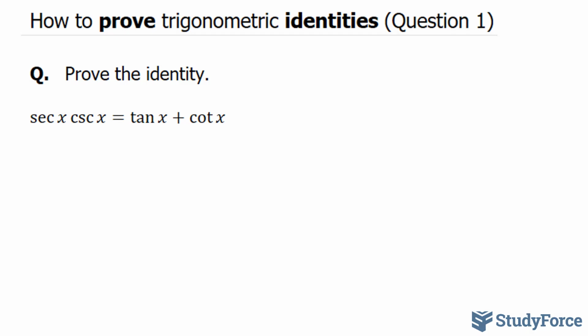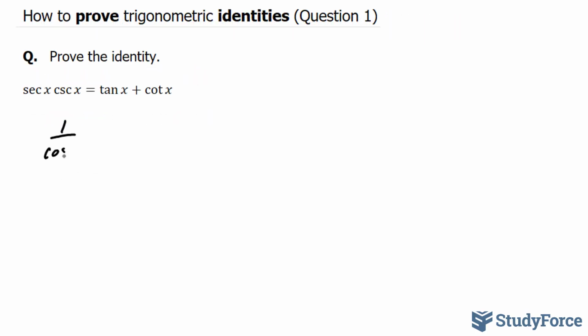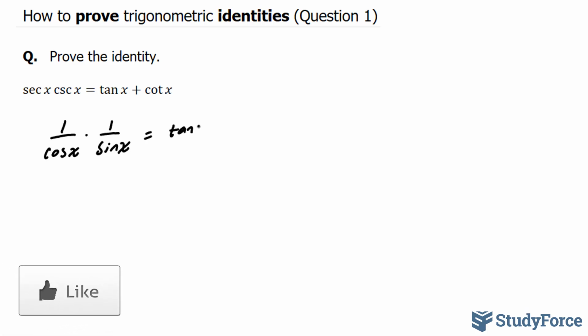The first thing that I'll do is analyze each of these components, and secant is the reciprocal function for cosine. So I can replace this with 1 over cosine x and replace cosecant x with 1 over sine x, equaling tangent x plus cotangent x.